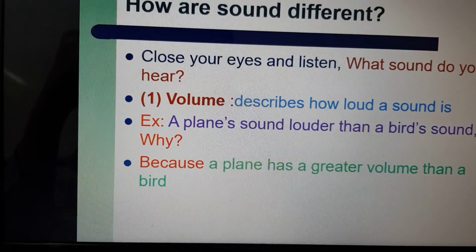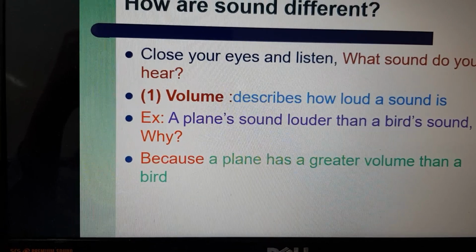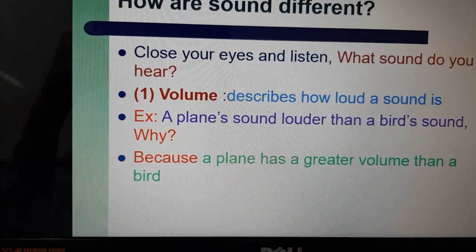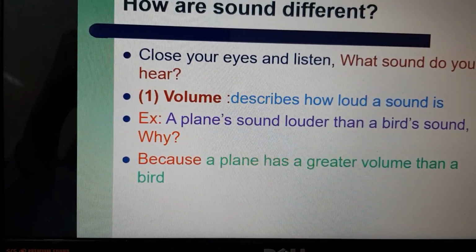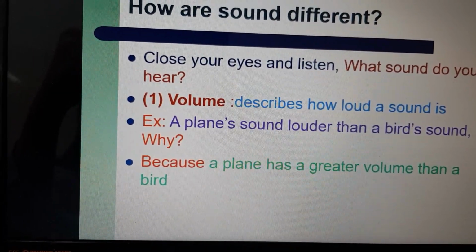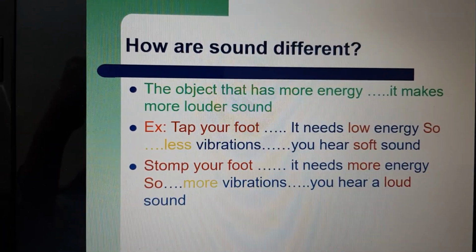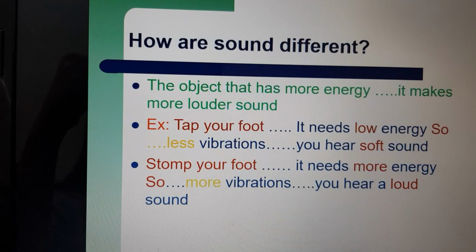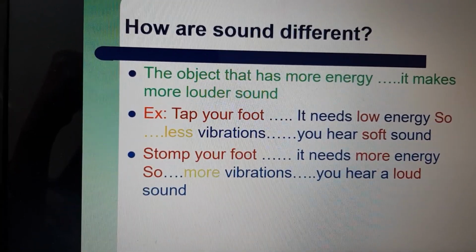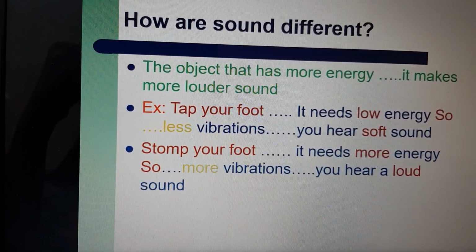Like what? Like an airplane's sound is louder than a bird's sound. Why? Because the airplane has a greater volume than a bird, so the airplane sounds louder than the bird. How are sounds different? The same: the object that has more energy makes a louder sound.